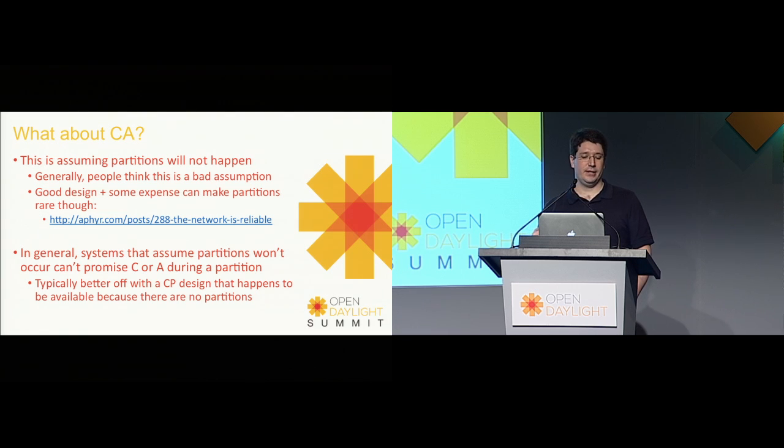The one thing that I will say about this is that in general, systems that assume partitions won't happen can't promise you either consistency or availability if a partition does happen, because they're not built with that idea. So you're usually better off building a CP system unless it's horrible in terms of performance, and you can make it not so in the common case. And then basically just have it be available when there aren't partitions. When a partition does happen, you're assuming they won't anyway, so you won't care that it's not available.